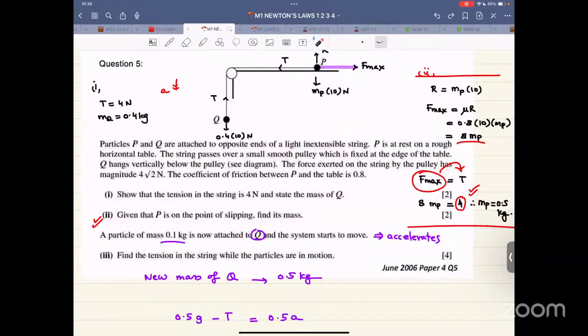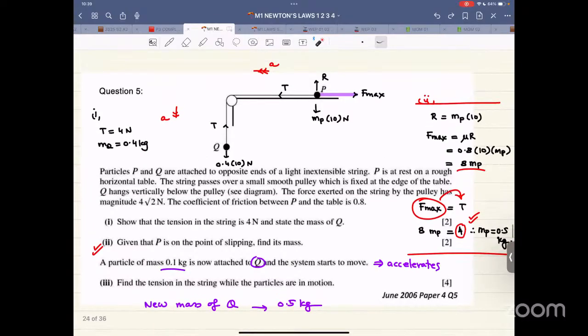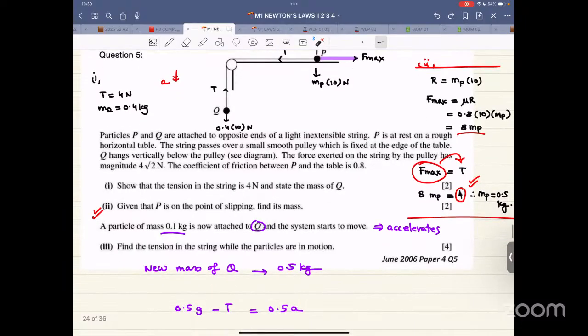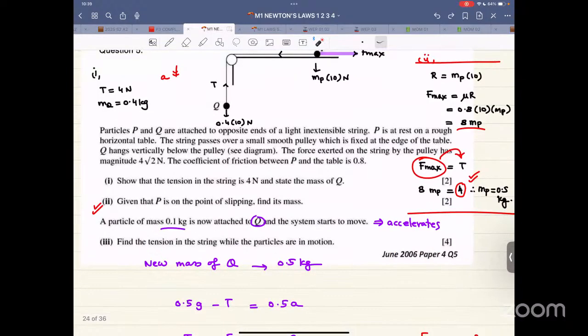And then what's the next thing? The next thing is part one, that is T is 4 Newton, MQ is 0.4 kg. And then part two, we are evaluating F max, that is in terms of M. F max is mu R. That thing is already done. And over here, F max should equal T. T is equal to 0.4 into 10. So that's how you find the value of MP.